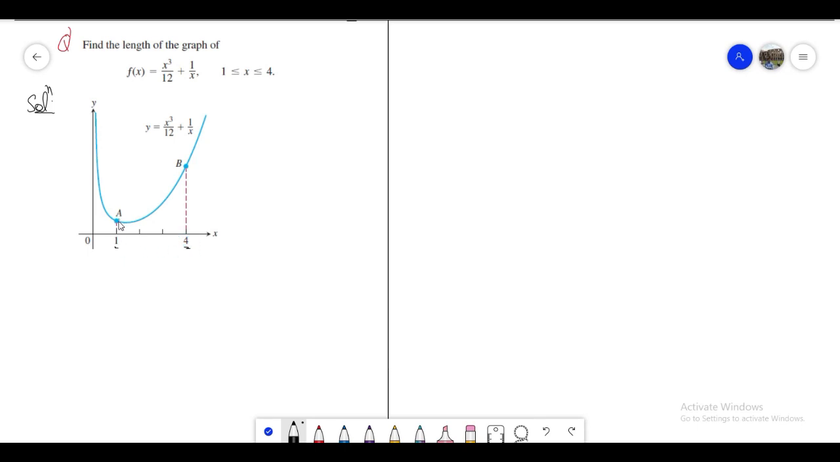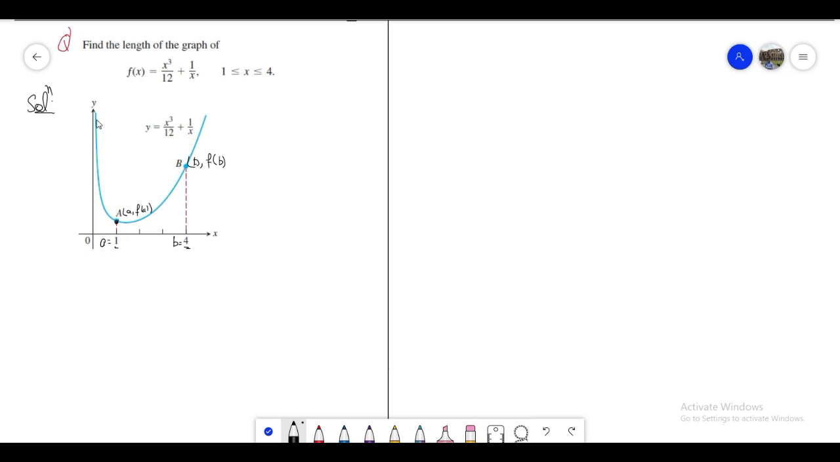Of course, this point is a comma f of a, and this point is b comma f of b. And we know that our small a is equal to 1 and our b is equal to 4. Now if you want to write the specific points, you can substitute the value of a in this function and get the value of f of a, and likewise for the function f of b.